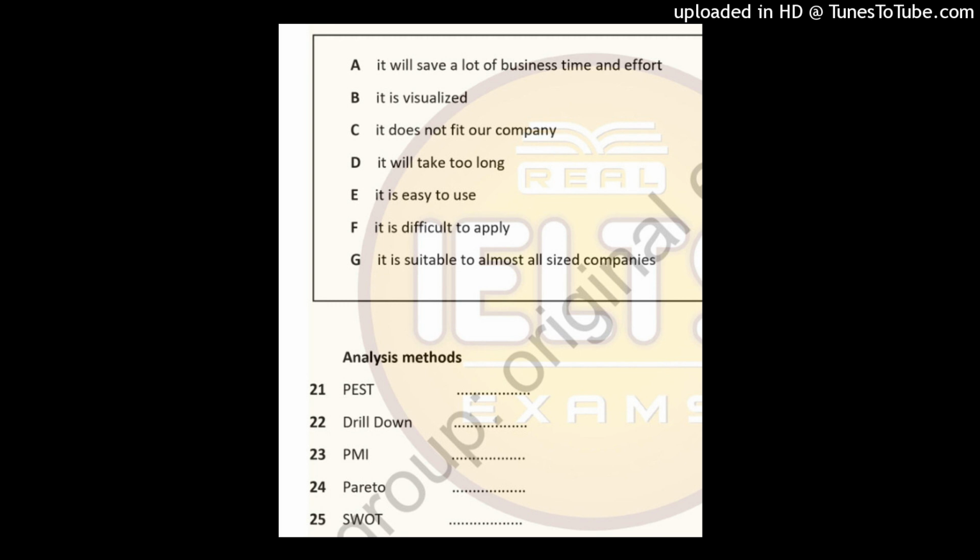That is the end of section 3. You now have half a minute to check your answers. Now turn to section 4.